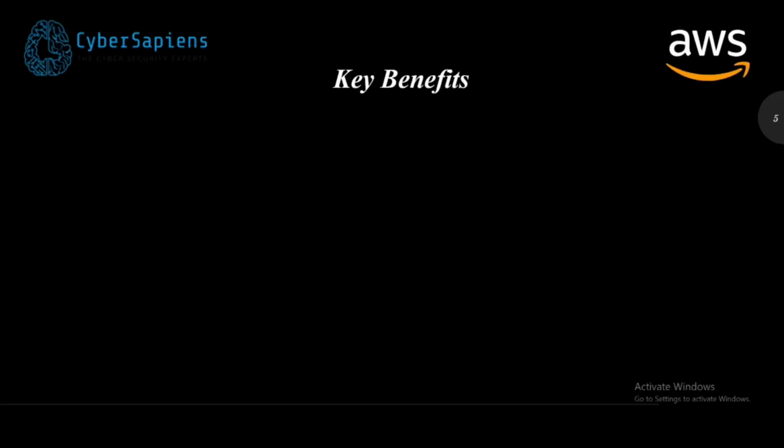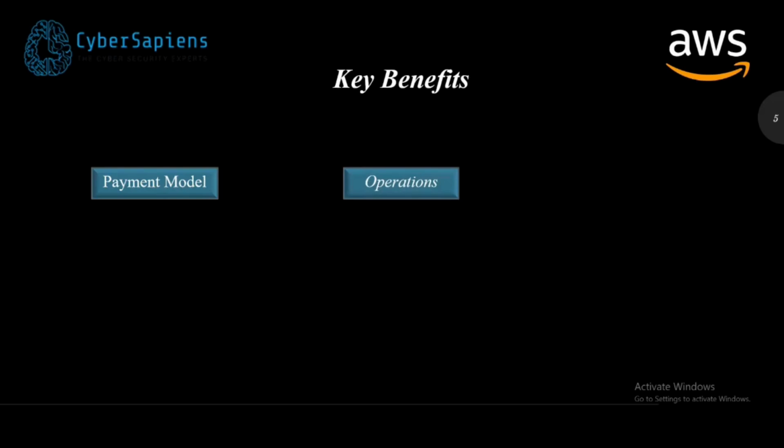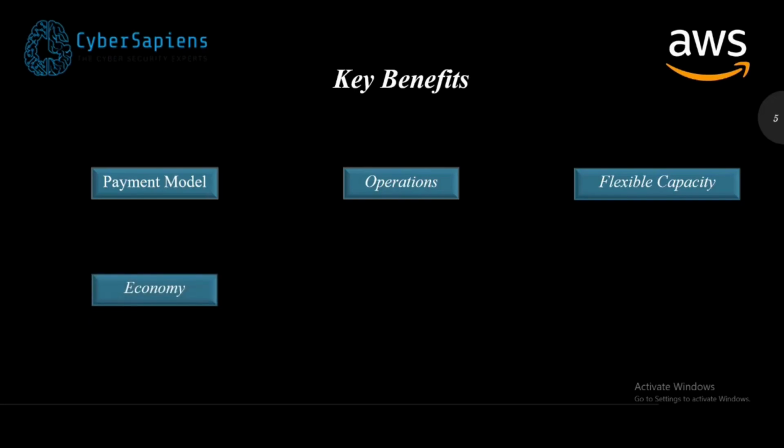Let's get into benefits part. Payment model. AWS customers only pay for the resources they consume, eliminating the need for large upfront investments in hardware and infrastructure. Operations. AWS handles the management and maintenance of infrastructure, freeing up IT staff to focus on core business activities. Flexible capacity. Flexibility is achieved by allowing users to choose the operating system, programming language, database, and other services they need. Economy. Pay-as-you-go model coupled with economies of scale results in lower variable costs compared to traditional IT infrastructure.